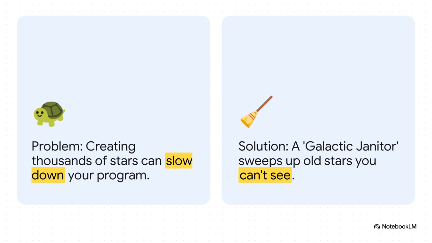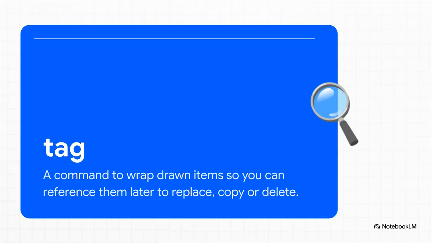Remember that awesome star warp effect? Well, if you keep creating thousands and thousands of stars, eventually your whole universe is going to slow to a crawl. The solution is just so clever, they call it the galactic janitor. It's a built-in feature that automatically cleans up all the old stars that you've flown past and can't even see anymore. And the janitor's secret weapon is a command called tag.